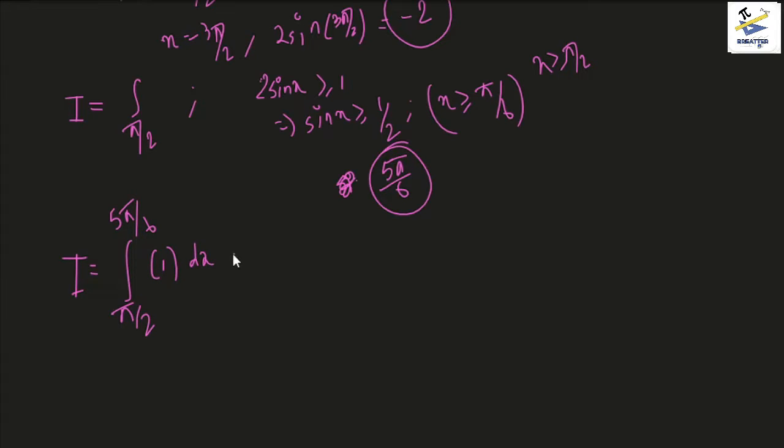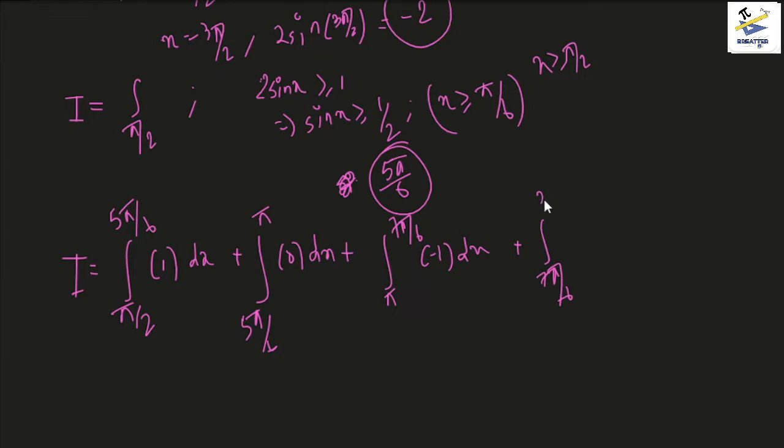Here box of 2 sin x is 1, actually, so from pi by 2 to 5 pi by 6 it is 1, then 5 pi by 6 to pi will give you a 0, then pi to 7 pi by 6 will just give you a -1 because in the third quadrant it is negative, and then from 7 pi by 6 to 3 pi by 2 it will just be -2 dx.